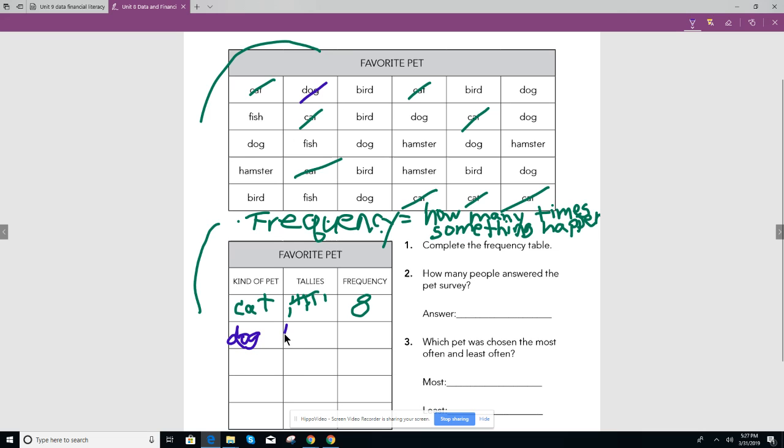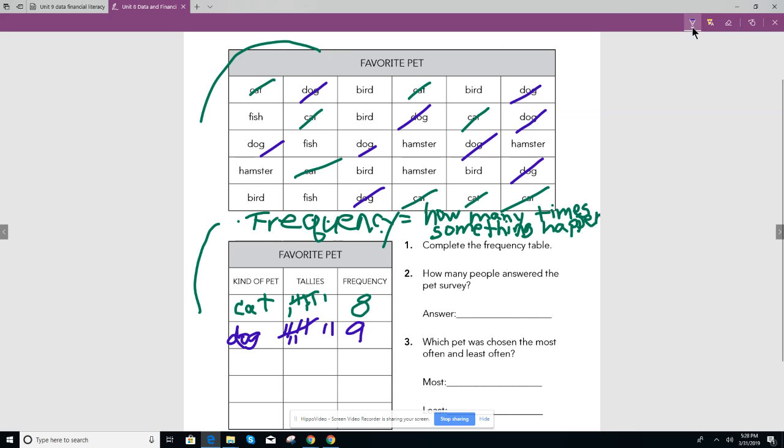So I'm going to write dog. And 1, 2, 3, 4, 5, 6, 7. I hope yours is neater than mine. 8, 9. So I have 9 dogs.